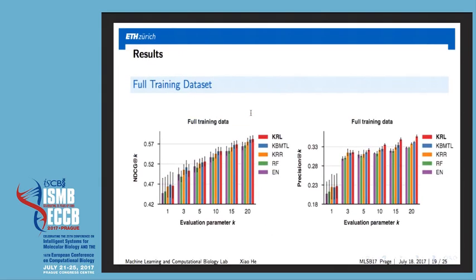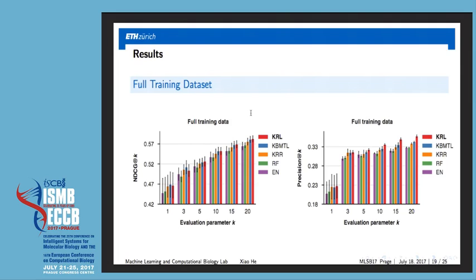So here are some results on the GDSC datasets. For the full training datasets, which means that we have around 220-something drug responses per cell line, our method, the right bar, works better than the single task methods and comparable to the multiple kernel methods. For precision at K, it is sometimes better.